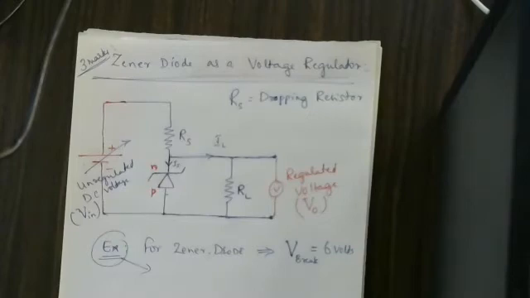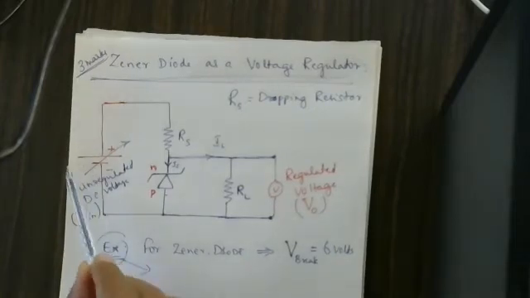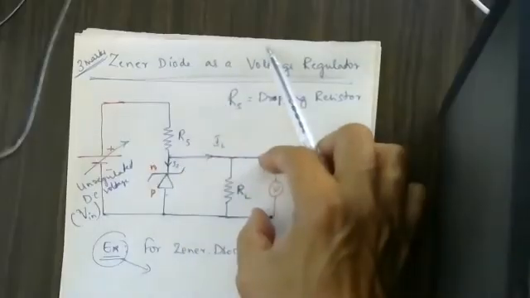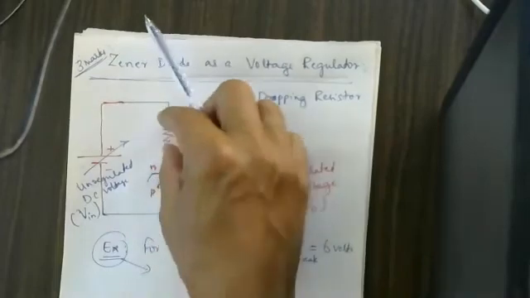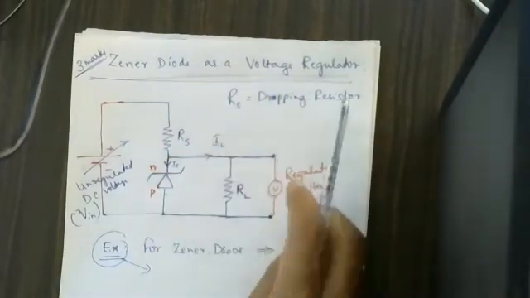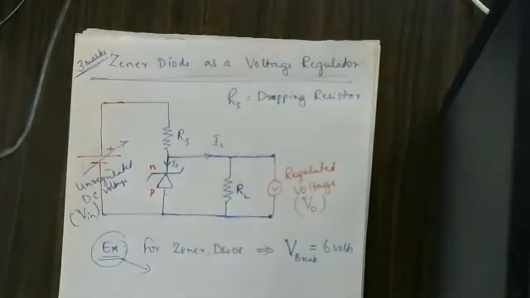Whenever you are connecting your TV or maybe the music system or something else, if the supply voltage varies here, then the Zener voltage remains constant. Then the remaining voltage will be taken up here. Whatever we require, that voltage remains same here. Therefore, it is acting as a voltage regulator.